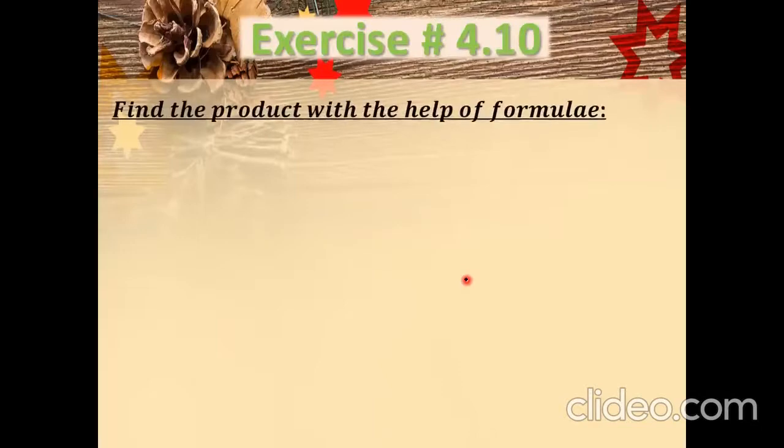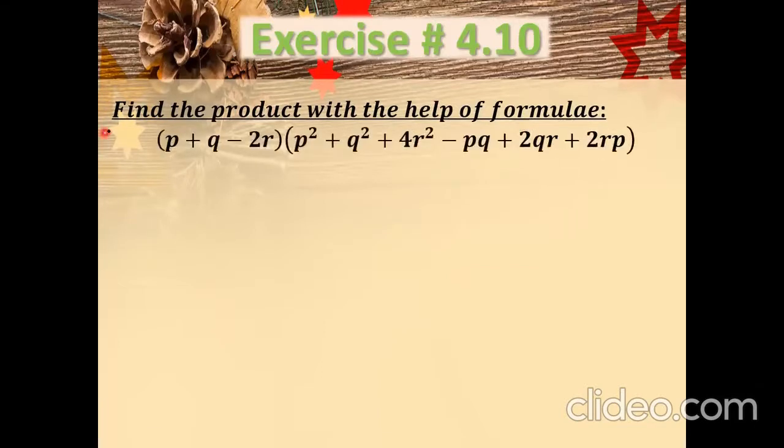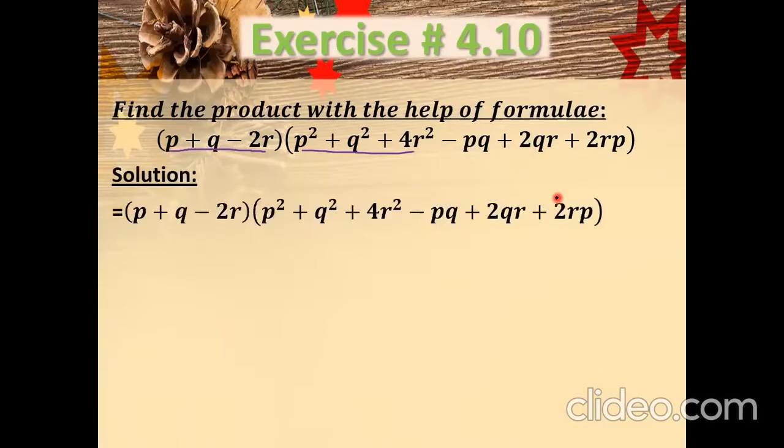Question 4.10 is, find the product with the help of a formula. Now here you have to find out the product by applying the formula. What is the question here? Look at this question: (P plus Q minus 2R) multiplied by (P square plus Q square plus 4R square minus PQ plus 2QR plus 2RP). So you have to find out the product of this.